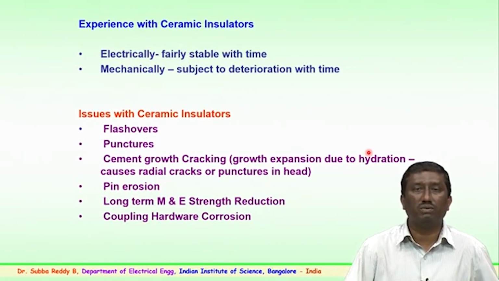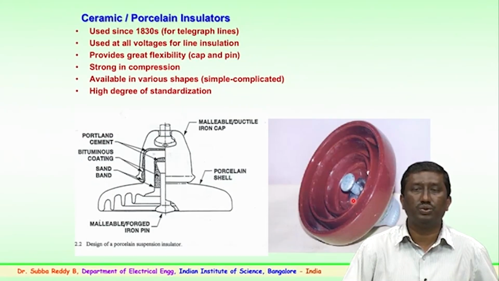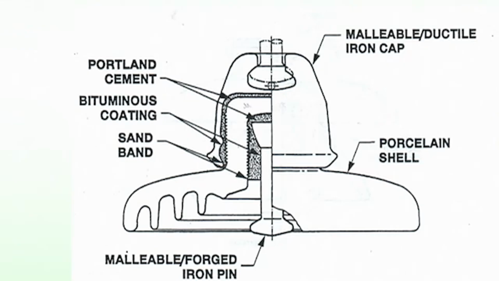So, what is the experience with ceramic? Electrically, over a period of time, that is more than 100 years, they are fairly stable with time. Mechanically, they are subject to deterioration with time. Mechanically, there may be cement issues, corrosion on the pin, and there could be a problem with the cap. This is because of the mechanical load and the environmental factors; the corrosion of the pin could happen, and in some cases the cap and pin get detached from the insulator, and it leaves the line detached from the tower.